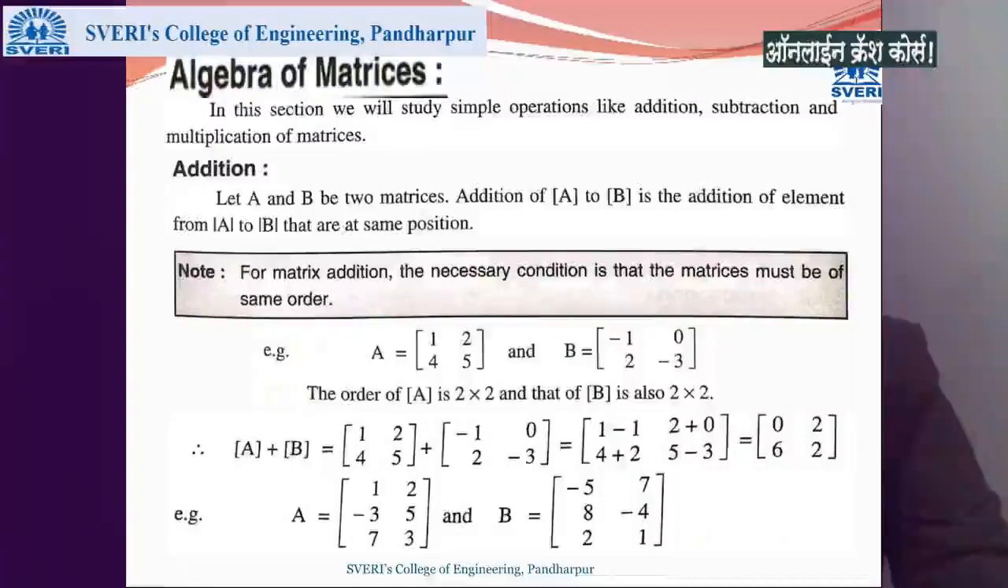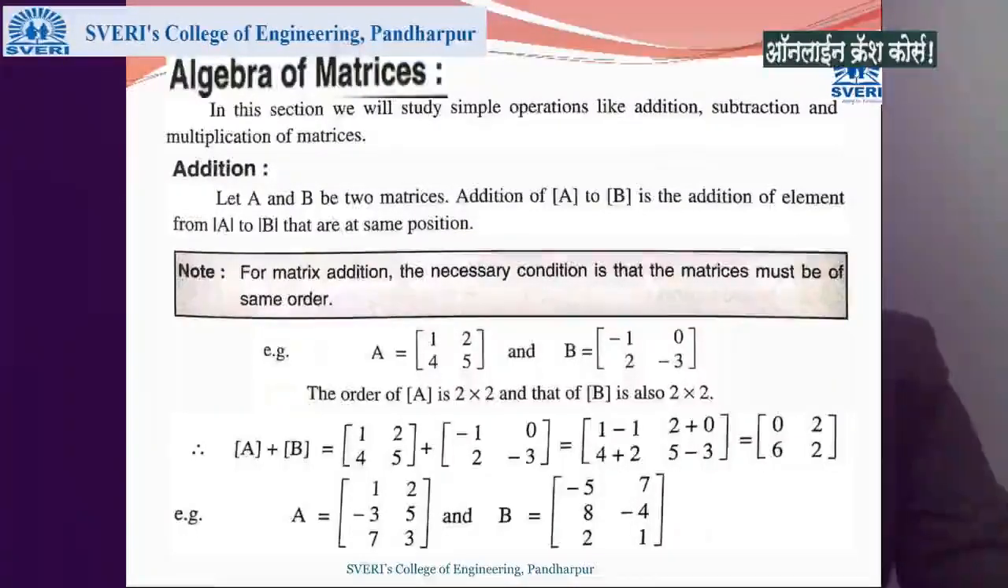1 minus 1 means we are taking the first row, first element. So 1 minus 1, then 2 plus 0, and in the second row 4 plus 2 and 5 minus 3, which gives 0, 2, 6, 2. This is the addition of matrix A and matrix B.